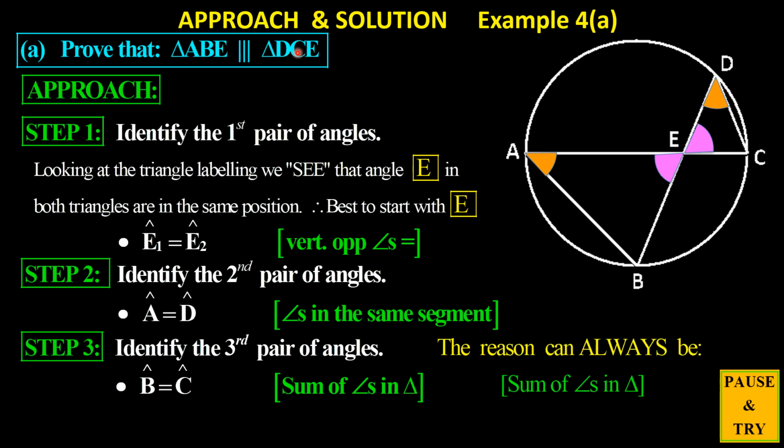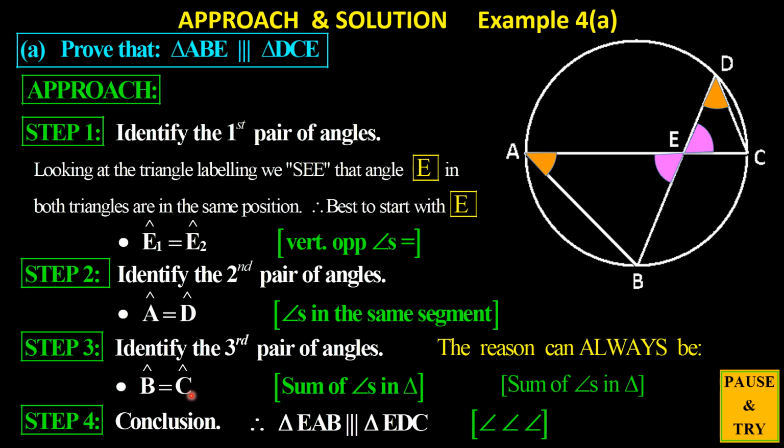Now we can get the triangles in the correct order. So it was E, A and B, and E, D and C. Let's just check that. E goes with E, A goes with D, and B goes with C. Make sure that your order is correct. We can just verify here. E with E, yes. A with D, let's check, A is with D. And B with C, B is with C. The order is correct there. And then you just write in here, angle, angle, angle.